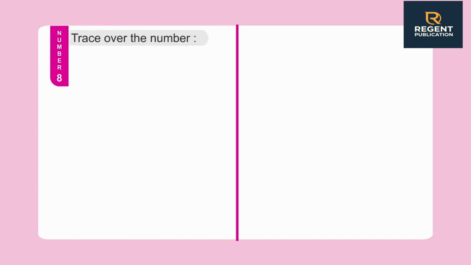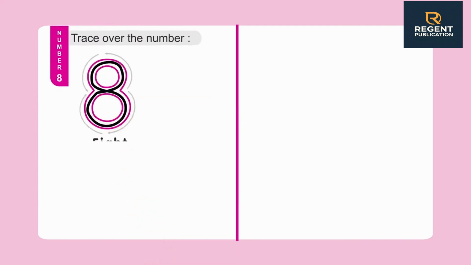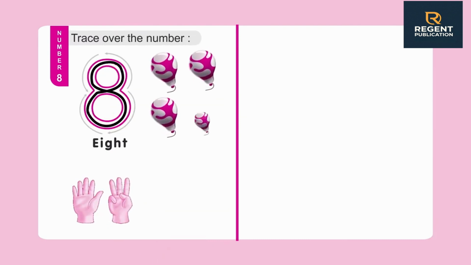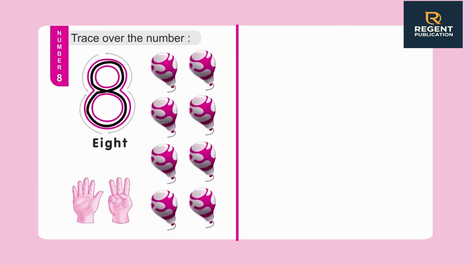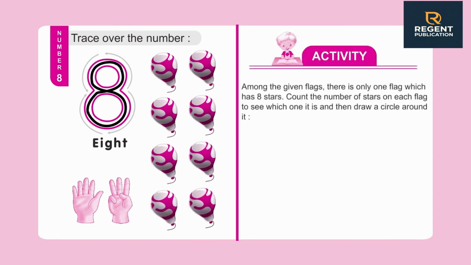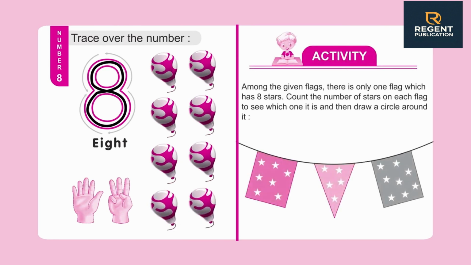Trace over the number 8. Activity: among the given flags, there is only one flag which has 8 stars. Count the number of stars on each flag to see which one it is and then draw a circle around it. Practice.